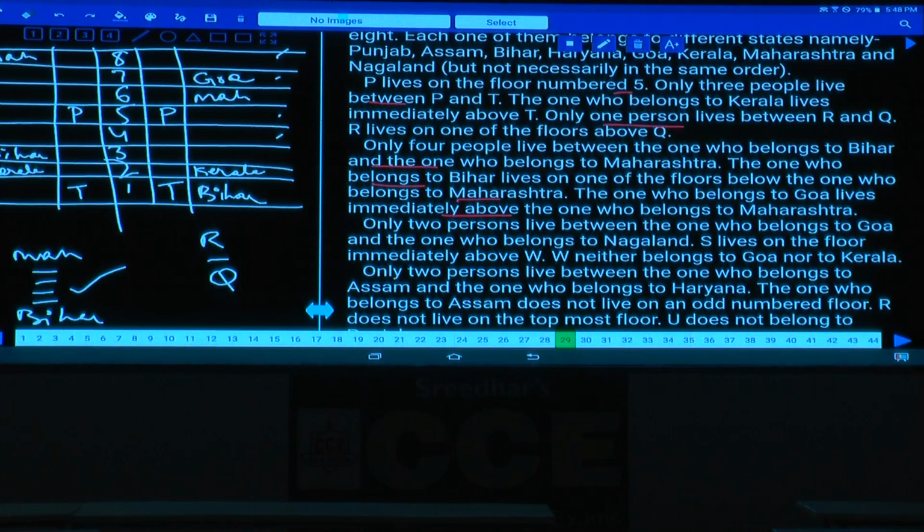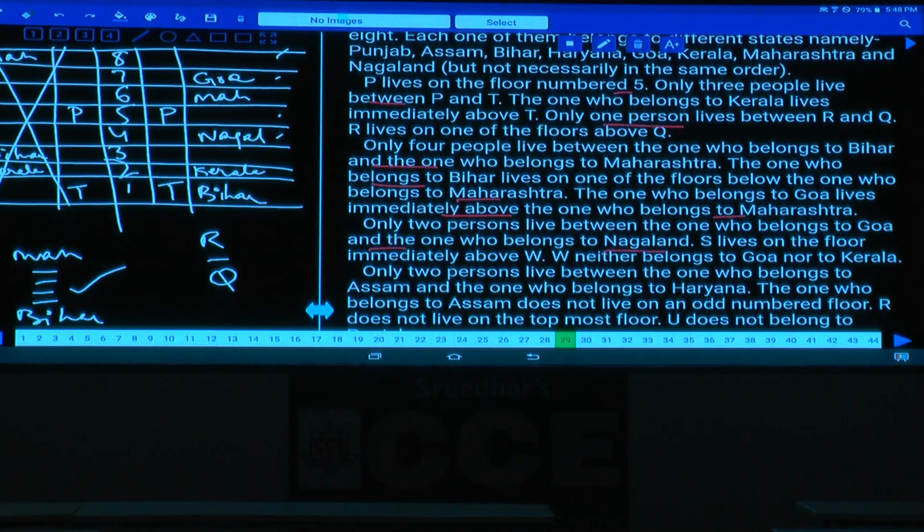Goa is here. This case is ruled out because the Maharashtra person himself is on the top floor. There is no place for this Goa. Then, between the one who belongs to Goa and the one who belongs to Nagaland there must be exactly 2 persons, and so the Nagaland person must be on the 4th floor.